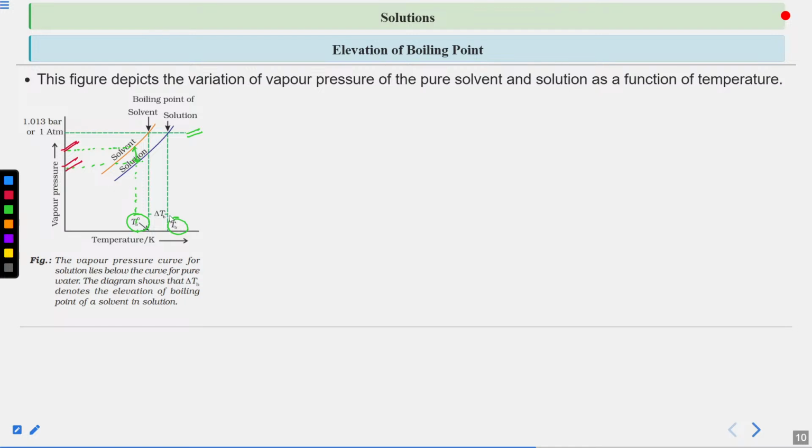Okay, so this is the important thing: due to this initial increase in the vapor pressure, the pure solvent reaches 1 atmospheric pressure easily as compared to the solution, and as a result it starts boiling easily, because boiling starts only when the vapor pressure of the solution becomes equal to the atmospheric pressure, or 1 atm.